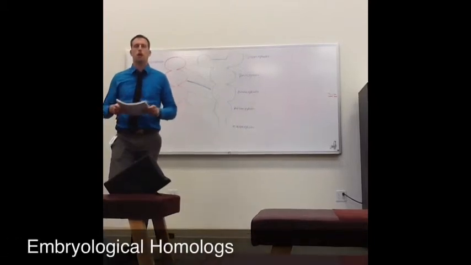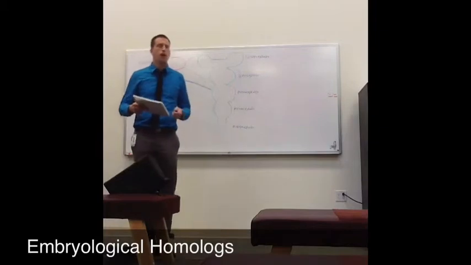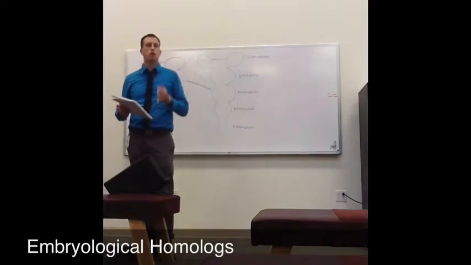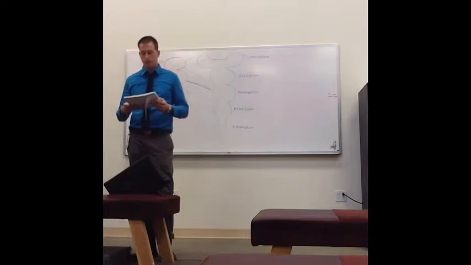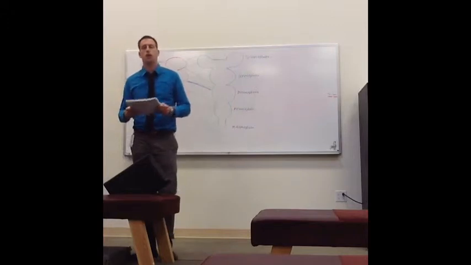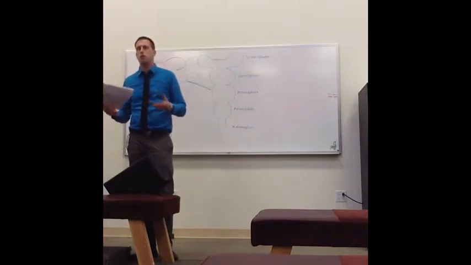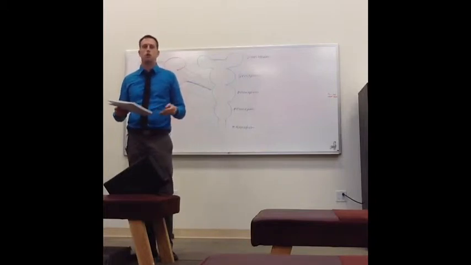Embryological homologs. The concept of embryological homologs is pretty simple. I'm just going to give you a few practical connections that'll help you use this information. But the actual description of it is pretty basic. If you look in your packets, if anybody has them, the embryological homologs are essentially parts of the brain or parts of the nervous system that developed together and maintain functional connections.